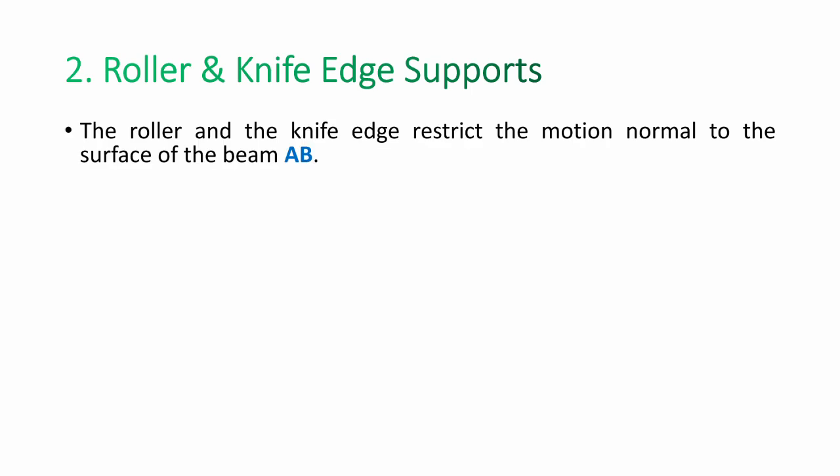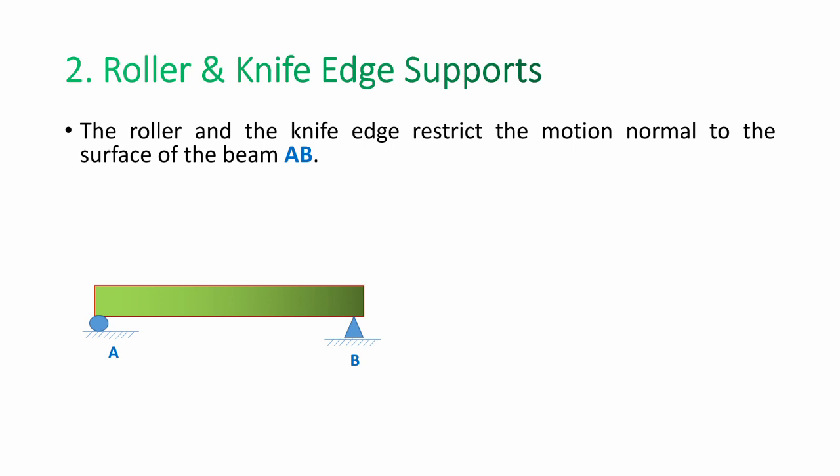Here I have taken another example, the roller and knife edge supports. Most of the time these are widely applicable in civil structures like bridges, which have this kind of rollers as well as knife edge supports. The roller and the knife edge restrict the motion normal to the surface of the beam AB. Here I have taken the beam AB, with one end A and another end B. So we can say at one end I kept the roller support, and at the other end I kept the knife edge support.